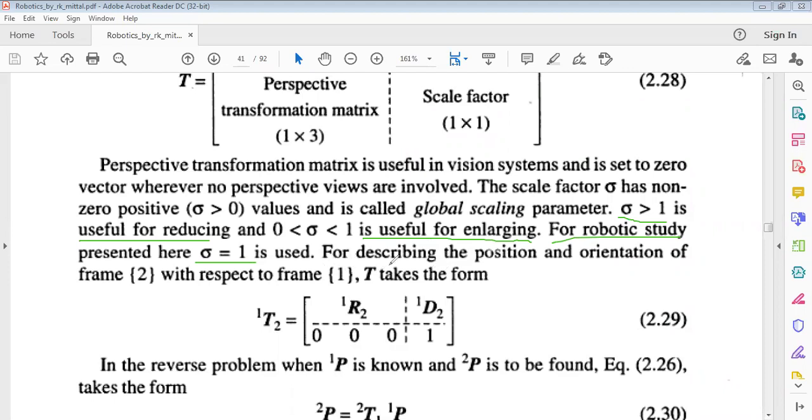So for describing the position and orientation of frame 2 with respect to frame 1, it takes the generalized form of this transformation matrix 1T2. It is this rotation matrix 1R2, and translation vector 1D2. The perspective transformation matrix is always zeros, and the scale factor is always 1 in robotic study. This is the general form of the homogeneous transformation matrix.